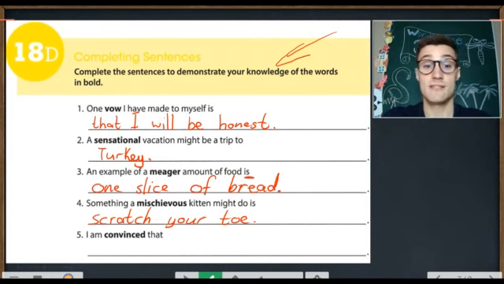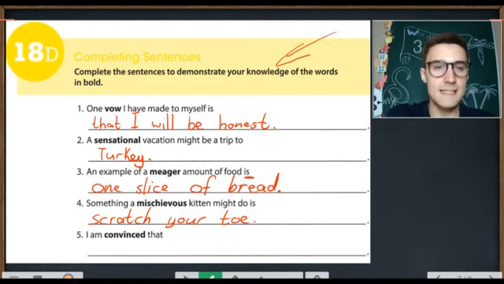Number 4, something a mischievous kitten might do is... Something a mischievous kitten might do is scratch your toe. That is what I think. Or maybe jump on your foot or your head or something. Scratch the sofa. Couch.